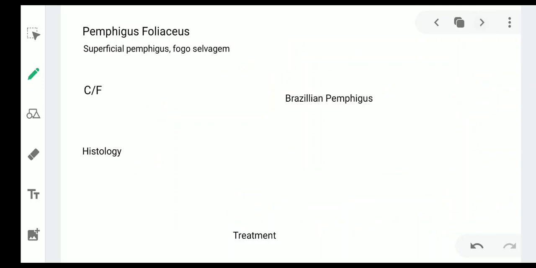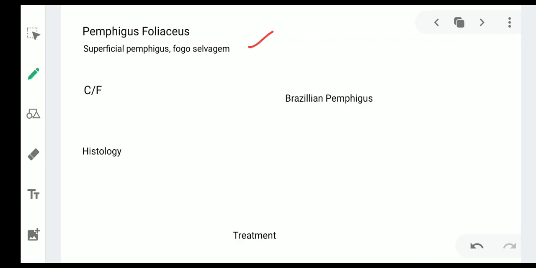Now pemphigus foliaceus is also known as superficial pemphigus or Fogo selvagem. It is an autoimmune skin disease characterized by the loss of adhesion of keratinocytes in the upper part of the epidermis, resulting in the formation of a superficial blister. Coming to the clinical features, it is characterized by early bullous lesions which rapidly rupture and leave dry areas or flakes or scales of skin.